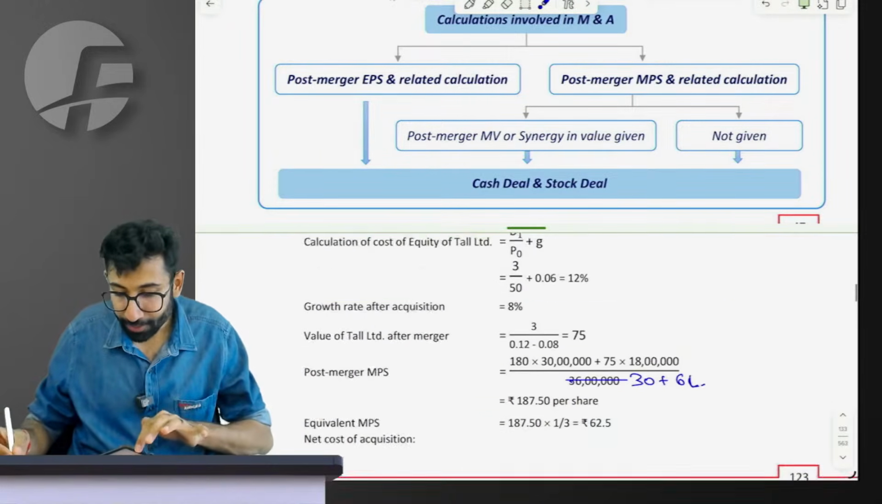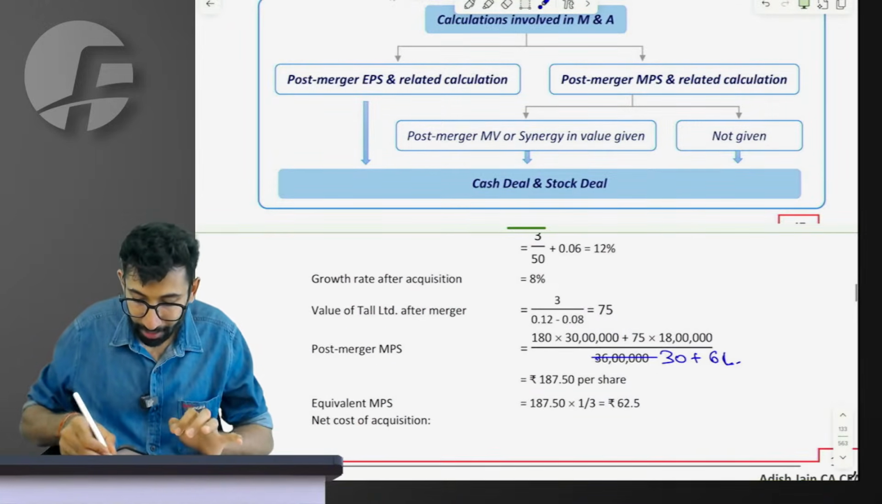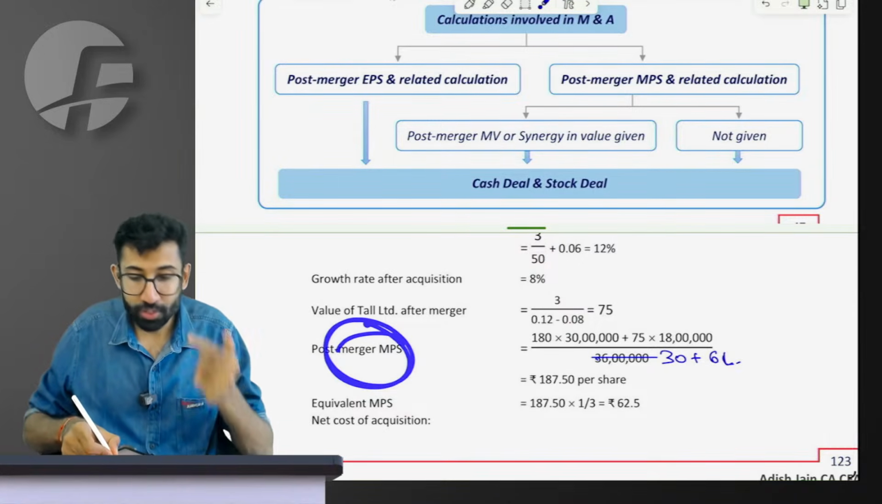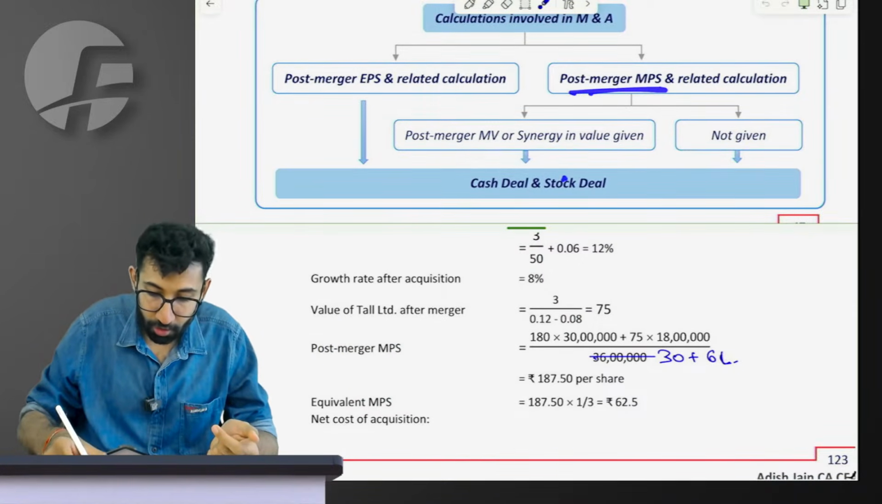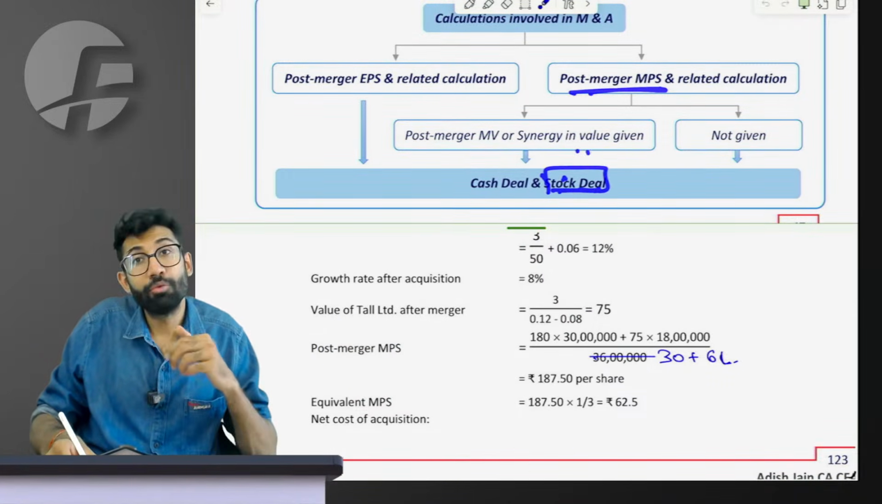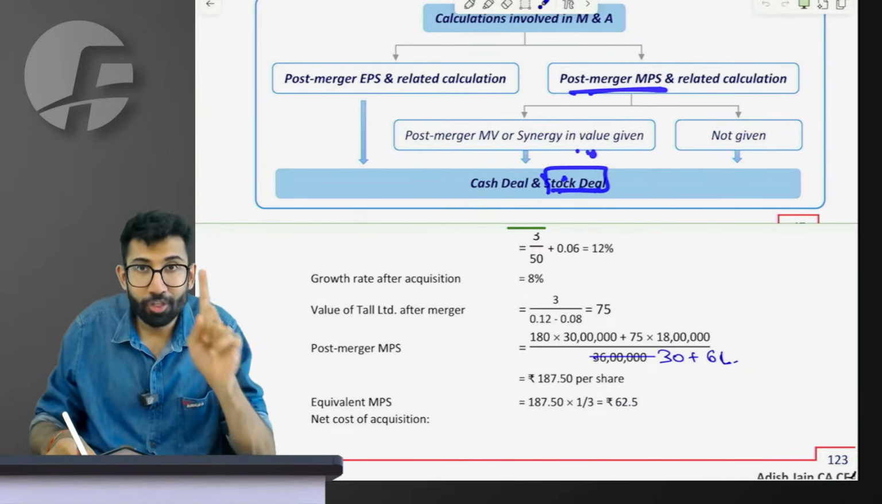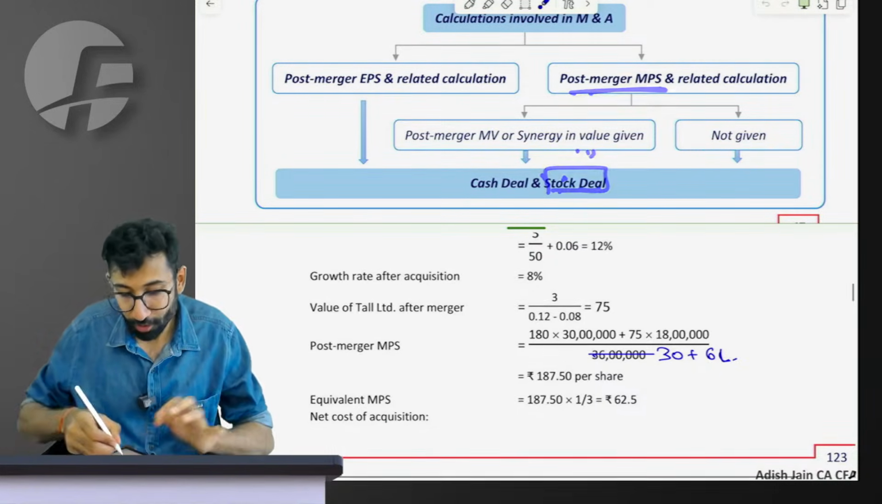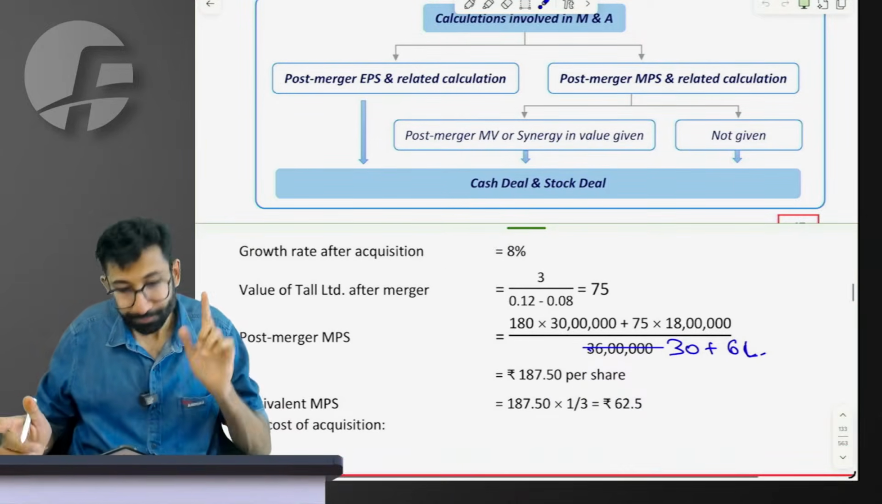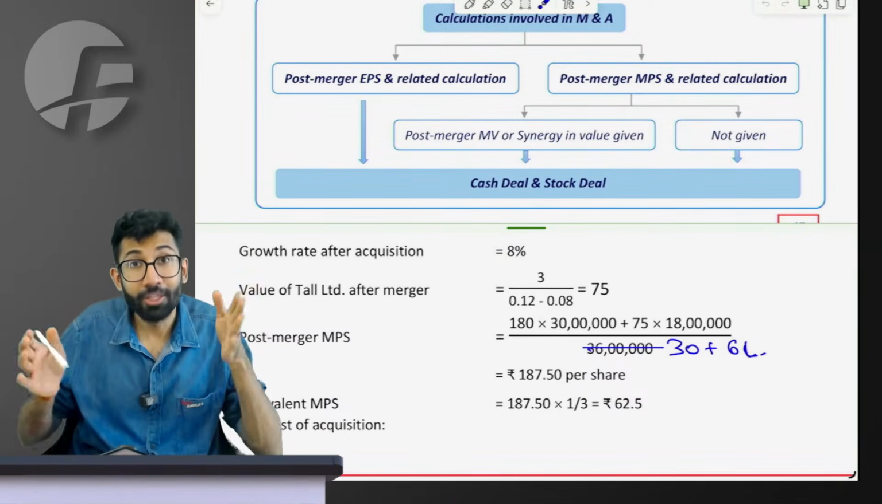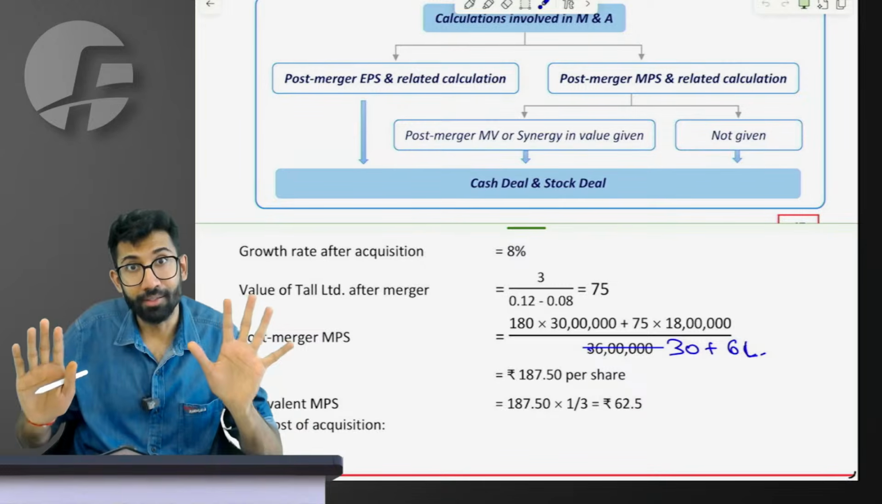So can I now say I need the post-merger MPS, because since it is a stock deal, I will need the equivalent MPS, and using the equivalent MPS and pre-merger MPS, I will be able to calculate the gain to the total. So sir, let us proceed. Are you able to connect? I'm in the stock deal, not in the cash deal, right?